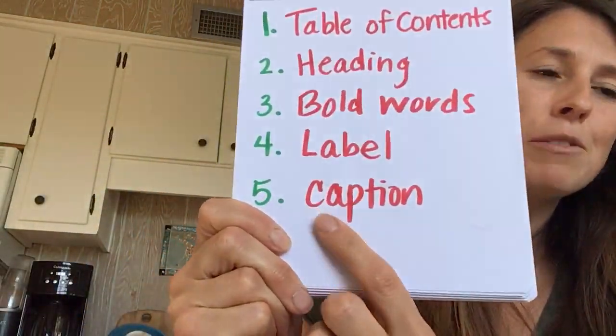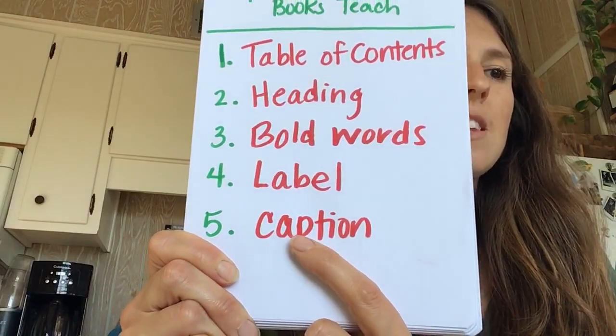Okay, 3 more. Do you remember any more text features? I'll give you a hint. This one is beside photographs sometimes. Remember what it's called? The caption. The caption tells us what is happening inside of the picture.